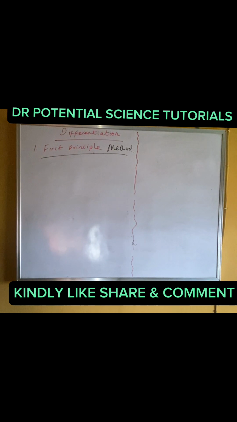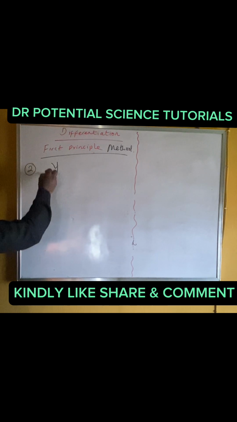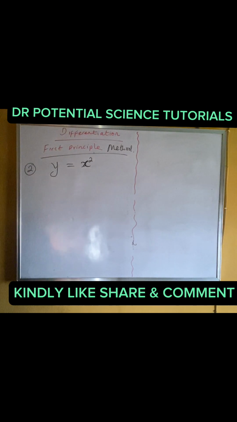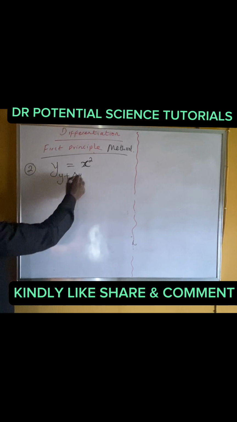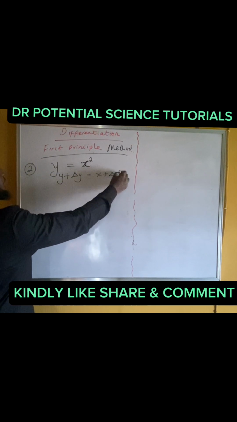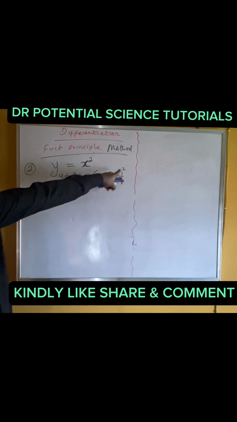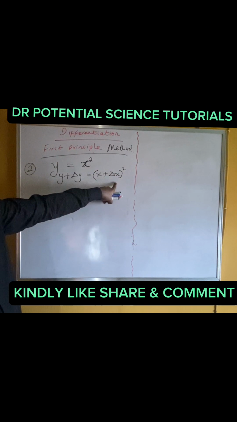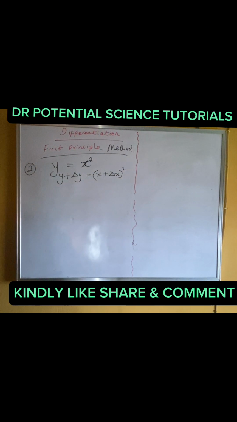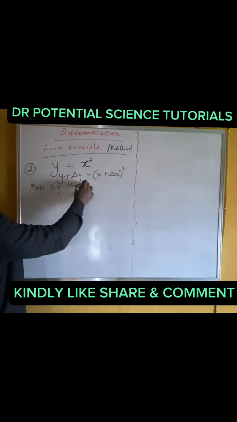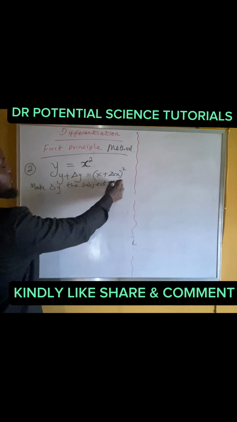Now let's quickly look at the second example. Differentiate y equals x squared from the first principle. So as y is changing, x is also changing. Can you see what I've done? x plus delta x, then the square is outside the bracket, not inside the bracket. The next thing is to make delta y the subject of the formula.